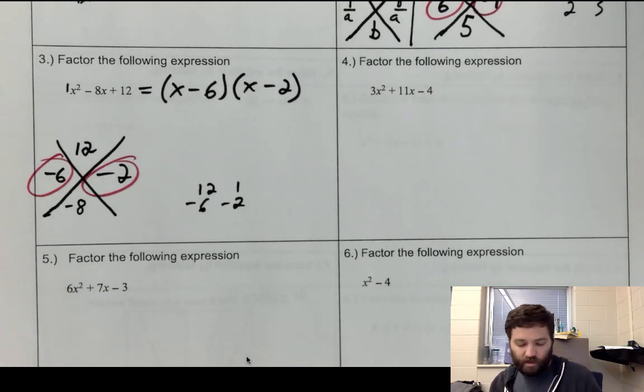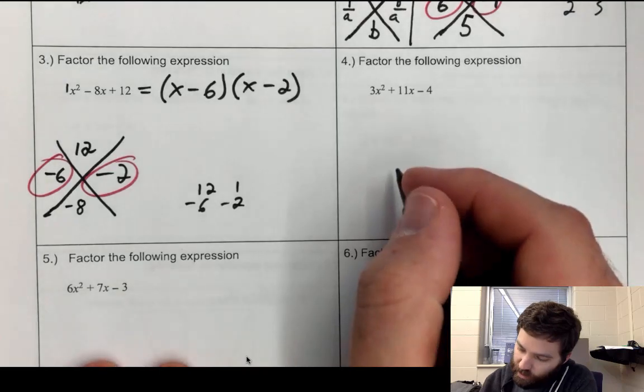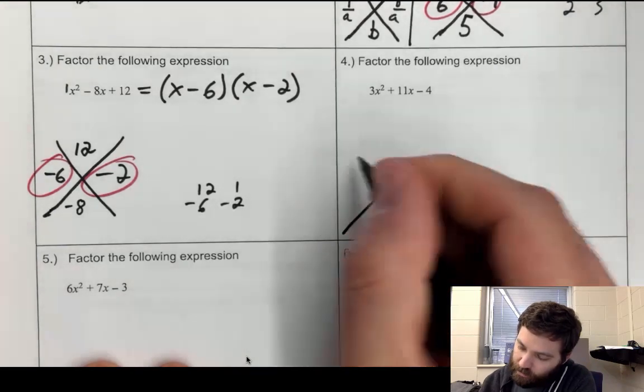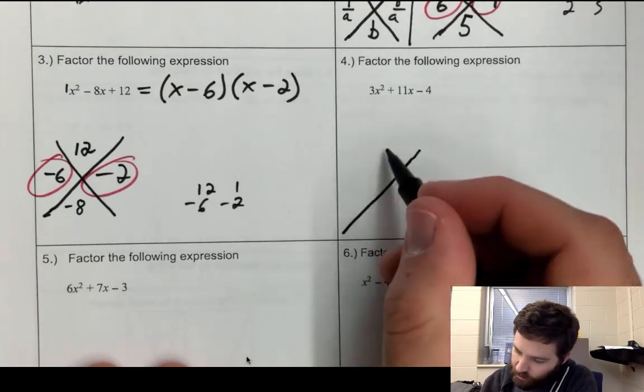You should pause this and try the next one. Although the next one does add a wrinkle into it, but you might pause it, try it, and see how it goes. So let's set up the magic x here. In fact, let's go.